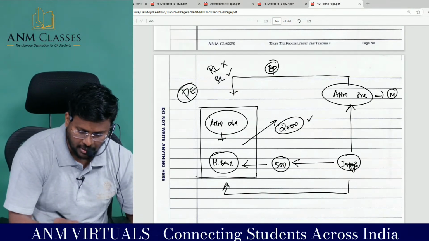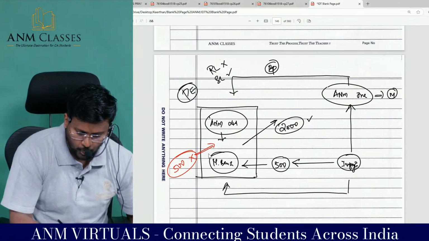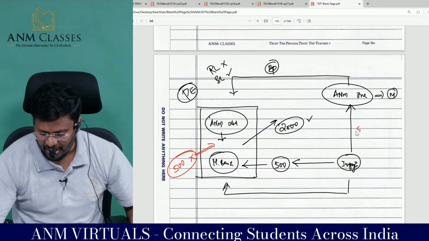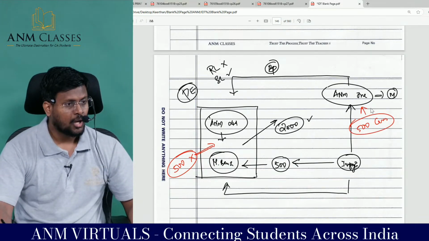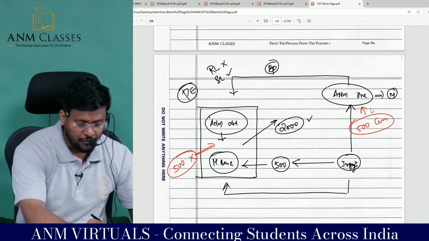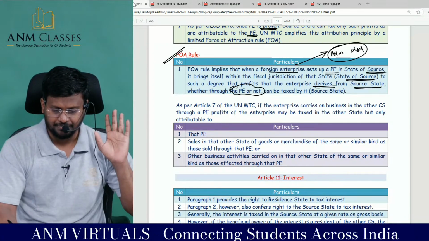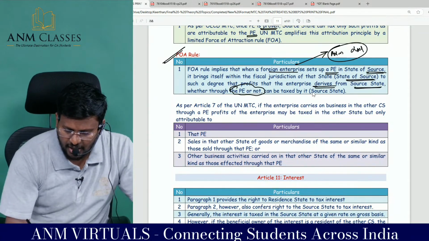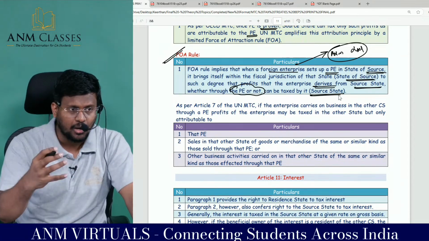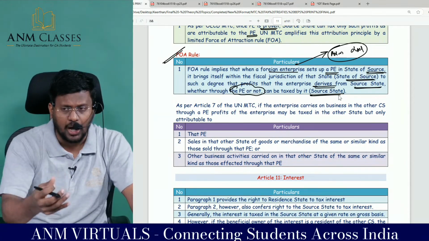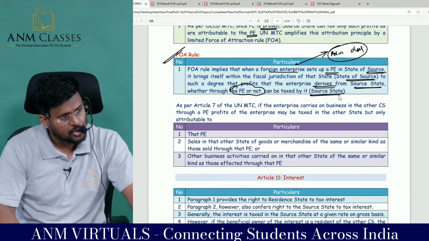Are you all really with me? The 500 cars profit has not been derived through the Indian PE, whereas the 500 cars profit has been derived through the Mauritius PE. So even though that profit has been derived by the Mauritius PE, can it be taxed by the source state? So even the profit earned by the sale of those 500 cars will be taxable in the source state.